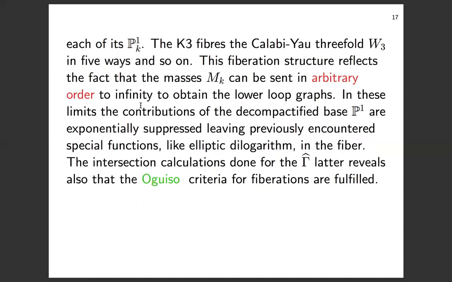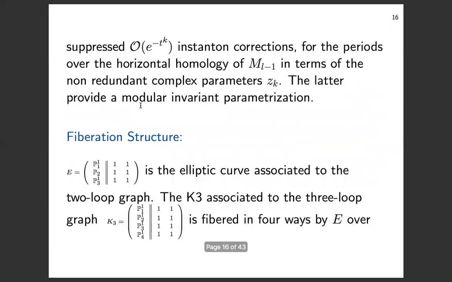Can you write out the explicit equations of these elliptic curves, K3 surfaces, and so on? Yeah, basically what you do is you take a generic hypersurface of multi-degree 1, 1, 1 in each of these P1s and write this out, and you write out a generic hypersurface of degree 1, 1, and you take the complete intersection. Yeah, it certainly takes some work, but you can write it down.